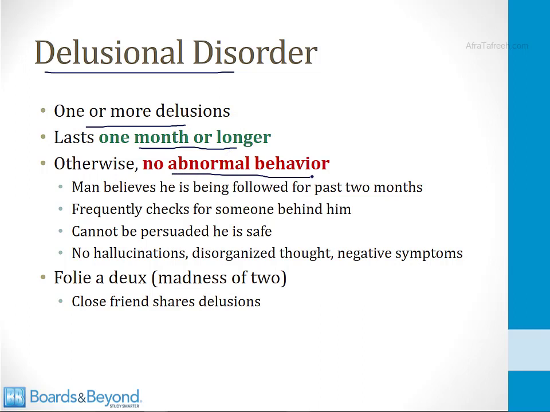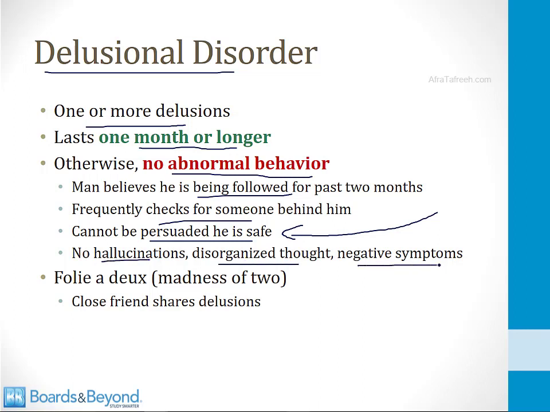So, for example, a person with delusional disorder might believe he is being followed for 2 months and he frequently checks for someone behind him. You can't persuade him that he is safe. That's a feature of a delusion, is that you can't talk patients out of this. But importantly, he has nothing else to suggest schizophrenia. No hallucinations, no disorganized thought, no negative symptoms. This person has isolated delusions, and that is delusional disorder.